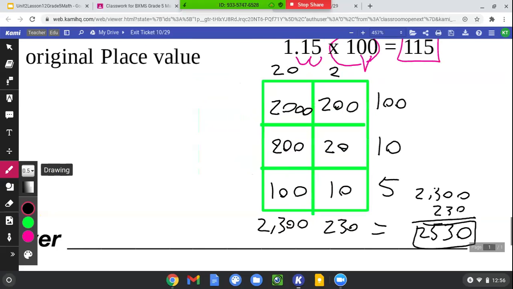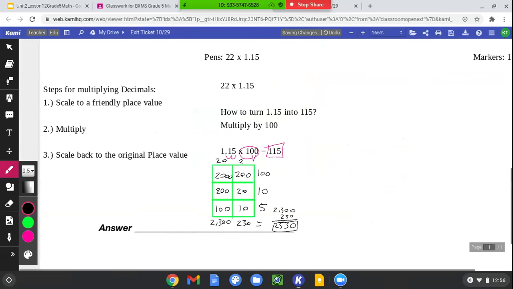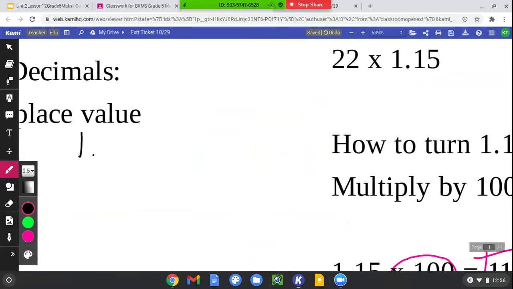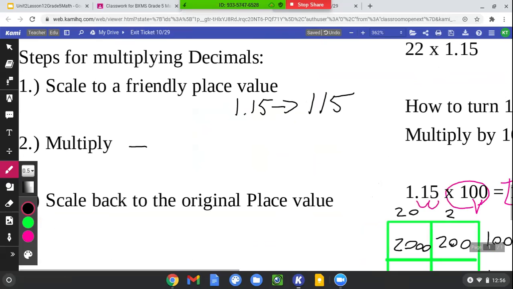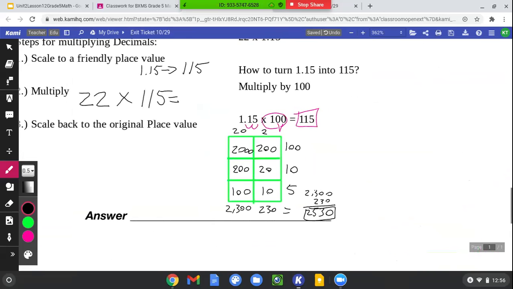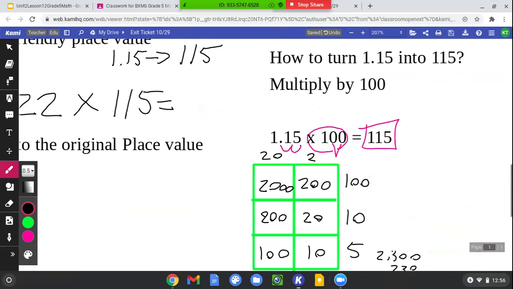So let's go over here to our steps. Scale to a friendly place value. So we turned 1 and 1500ths into 115. Multiply. We did 22 multiplied by 115, and we got, what was our final answer? 2,530.